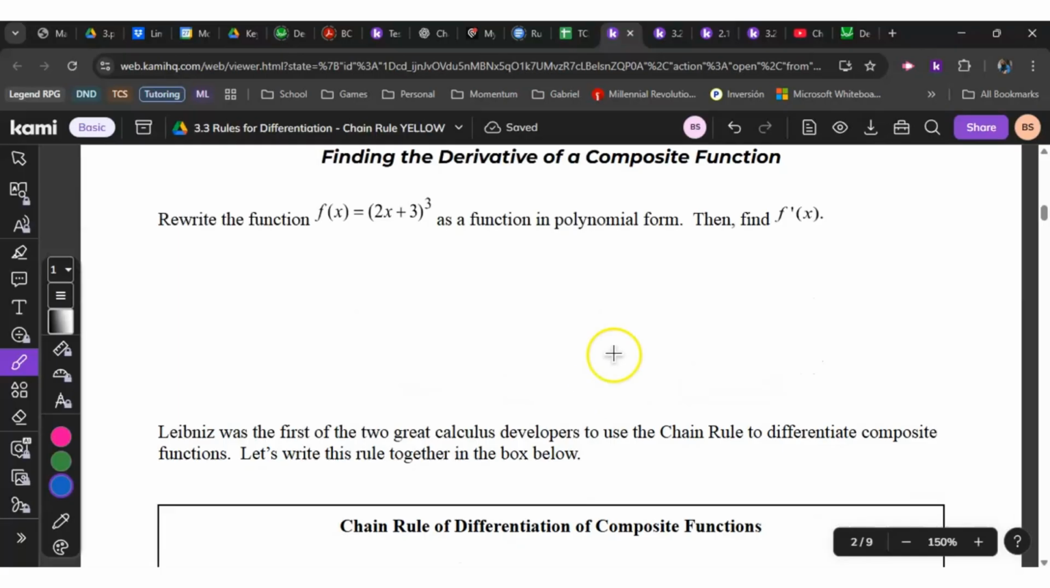We're going to rewrite this function in polynomial form. Obviously you could rewrite this if you need to. I think you could do this with the binomial expansion a little faster, but I don't know how many of you remember it. So this is going to be 4x squared plus 12x plus 9, because we can do squares real easy in our heads.